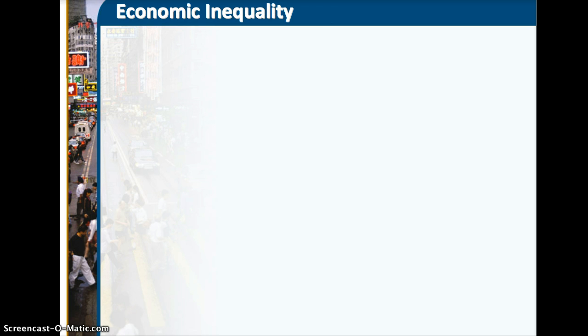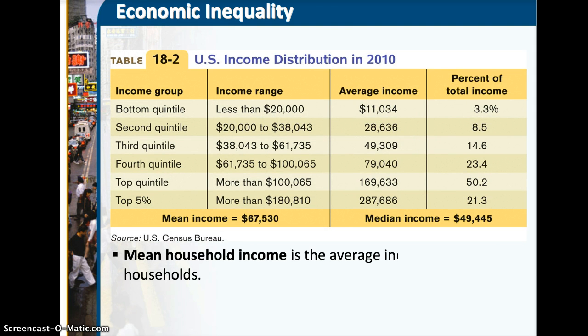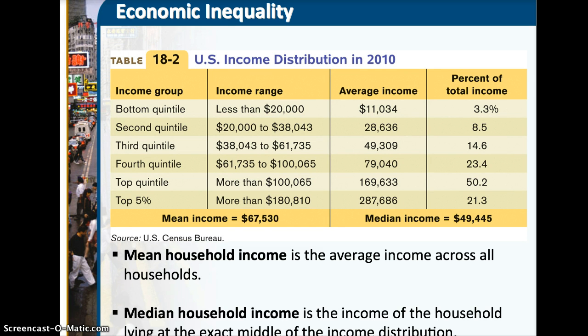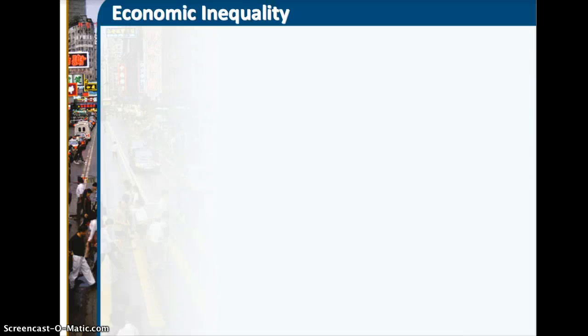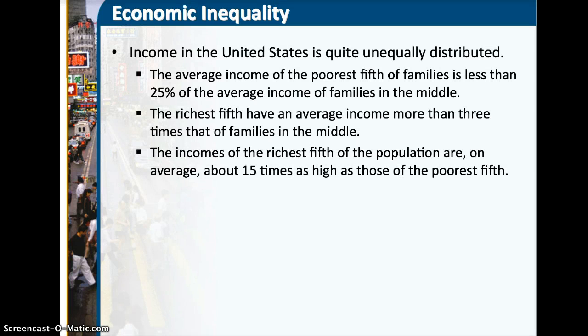Income inequality. Mean household income is the average income across all households. Median household income is the income of the households lying at the exact middle of the income distribution. As you can see in the table above, the mean income in 2010 was $67,530, while the median income was $49,445. Income in the United States is quite unequally distributed.